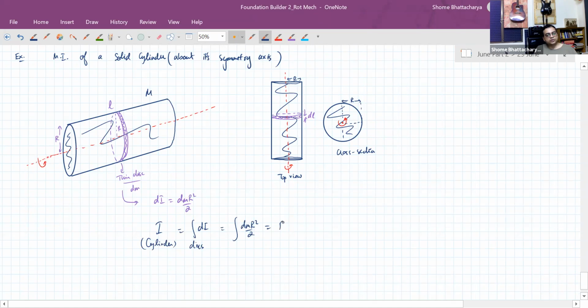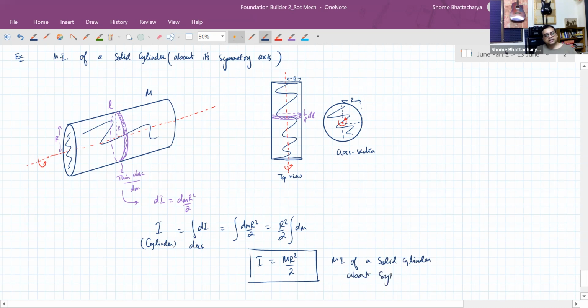But luckily for us, r is a constant. So we don't have to substitute dm in terms of dl and all that. You can see it's nothing but m r square by 2. So interestingly, it's independent of the length of the cylinder. It only depends on the mass and radius. So this is the moment of inertia of a solid cylinder about its symmetry axis.